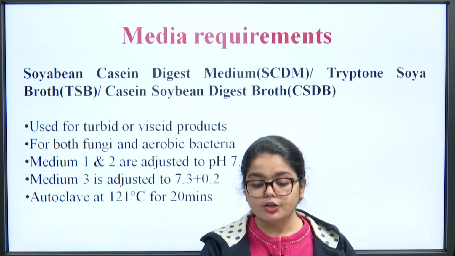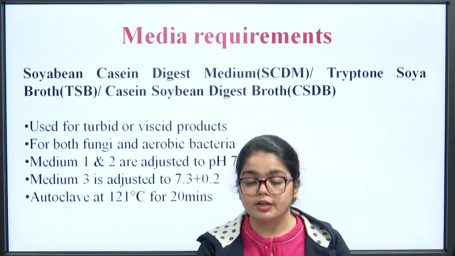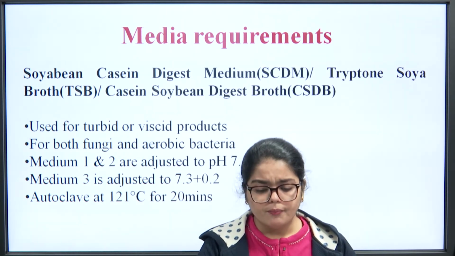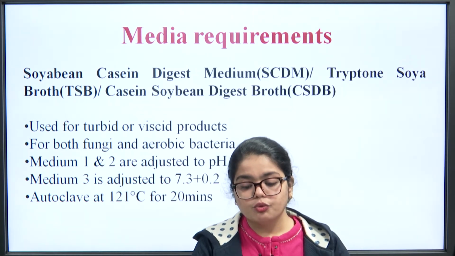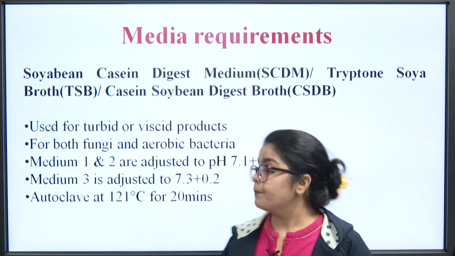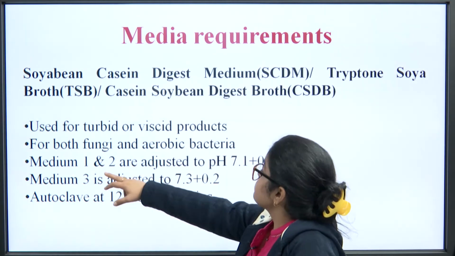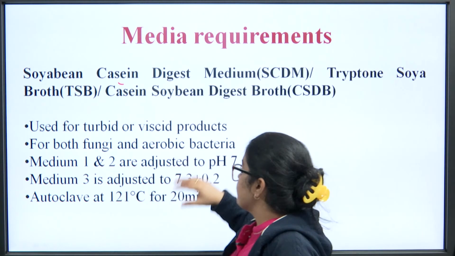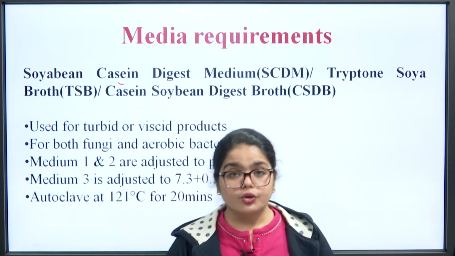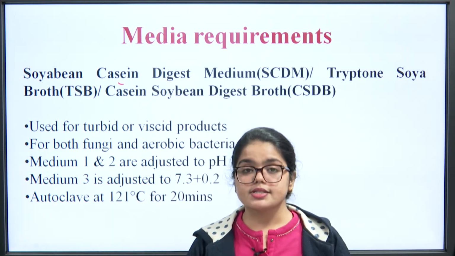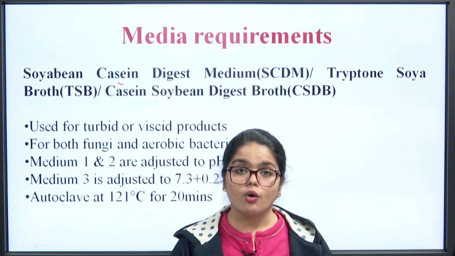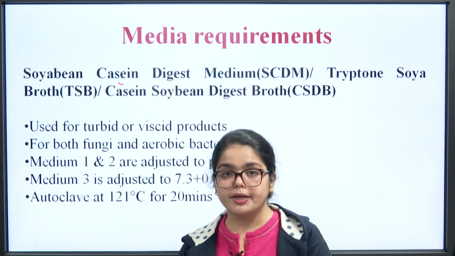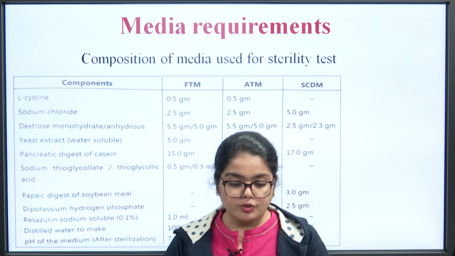Then the medium 1 and 2 are adjusted to a pH of 7.1 plus minus 0.2. Then medium 3 is adjusted to 7. Like medium 1, the pH is adjusted accordingly, then medium 3, the pH is adjusted accordingly. Autoclaving is done at 121 degrees Celsius for 20 minutes. This is the procedure of how sterility test is performed with this medium. Then coming to the next slide.